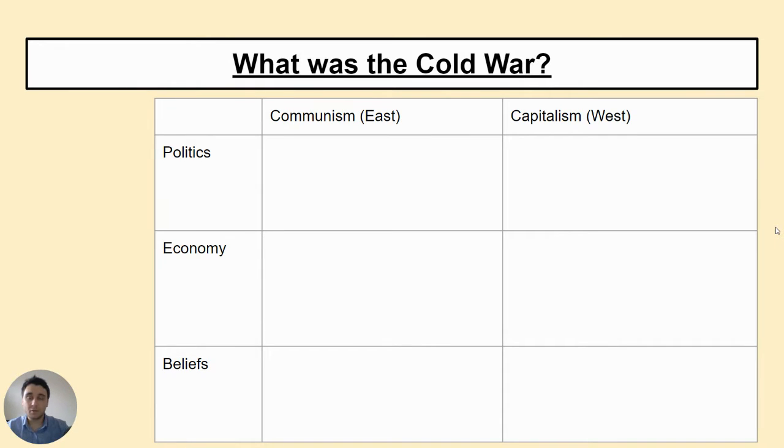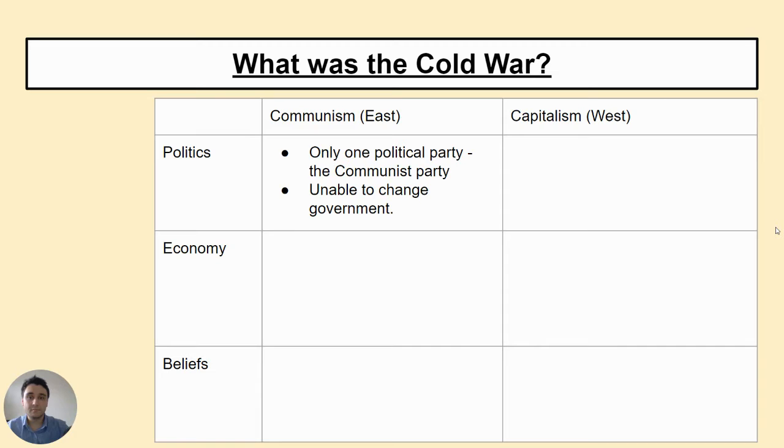So, the communist politics, you should remember, there's only one political party, the Communist Party. And you're unable to change government. You are stuck with the Communist Party, and in that way it's a dictatorship. Whereas with capitalism in the West, you have several political parties, and people may choose and change their governments, given the opportunity to vote.